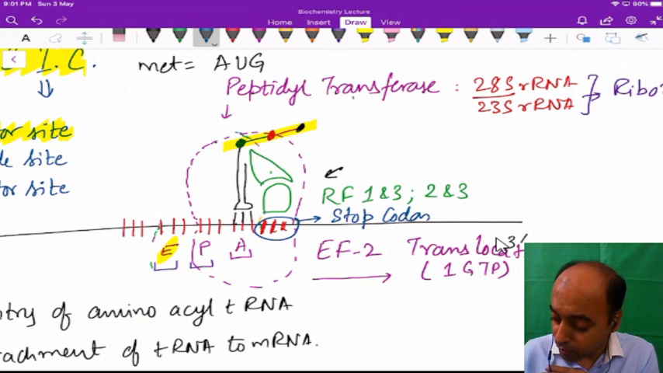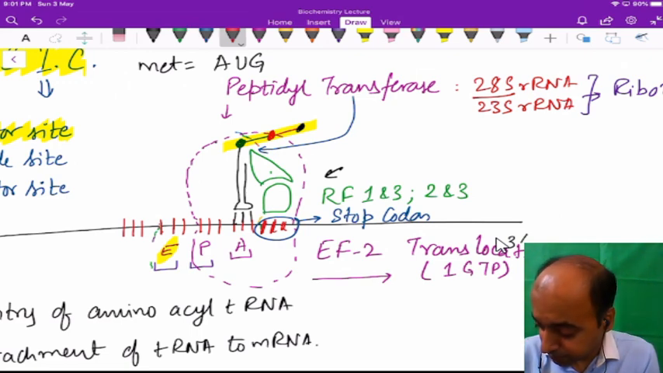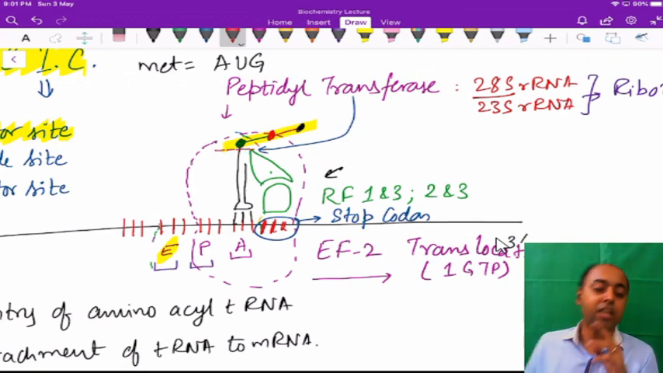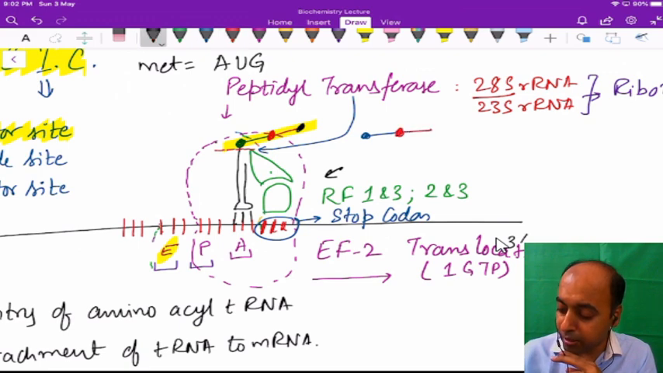And third thing, once the releasing factors are in place, the peptidyl transferase is able to cleave the bond between the peptide chain and the tRNA. It will cleave the bond between the peptide chain and tRNA, resulting in release of the formed peptide.